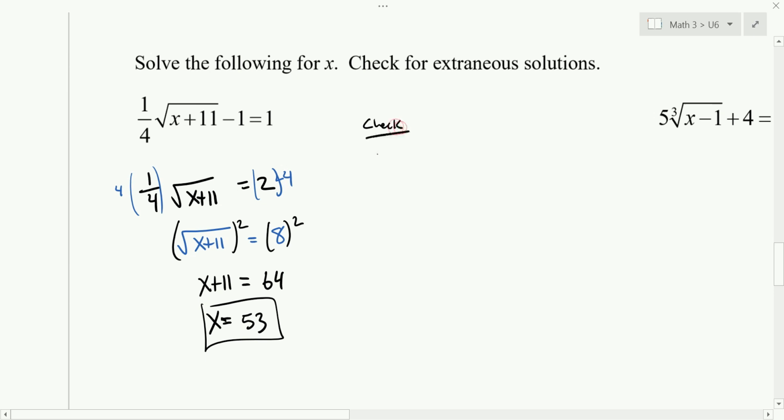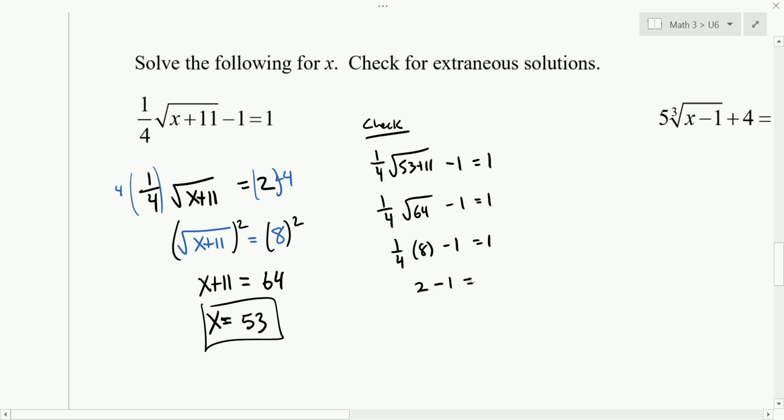We check that. 1/4 root 53 plus 11 minus 1. Is that really equal to 1? We just kind of work through this. You finally get to 2 minus 1 equals 1, which is true. We get to keep it. Done.